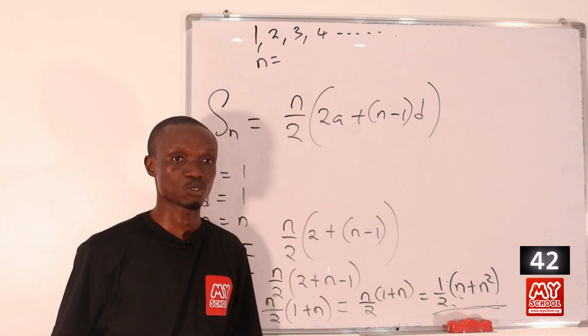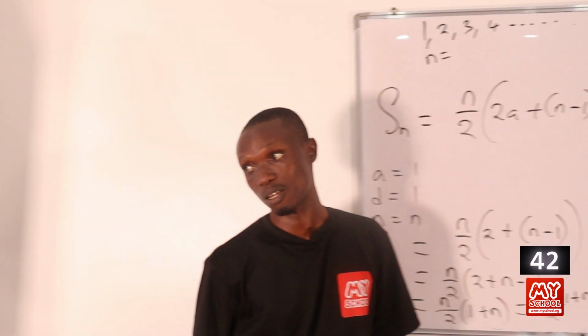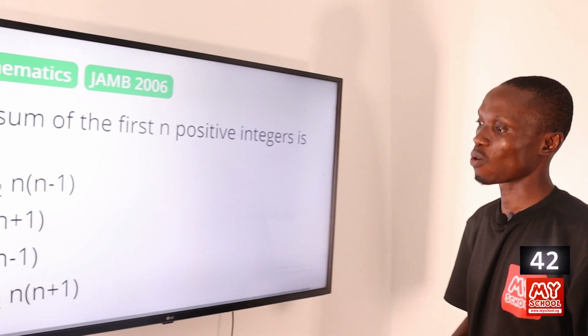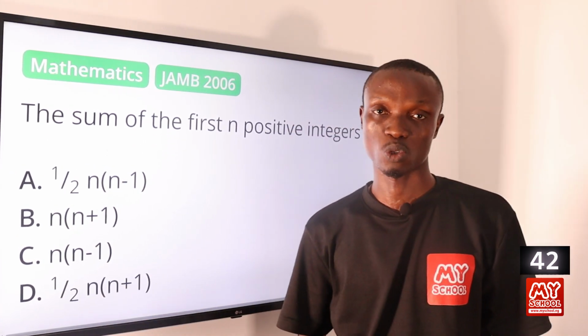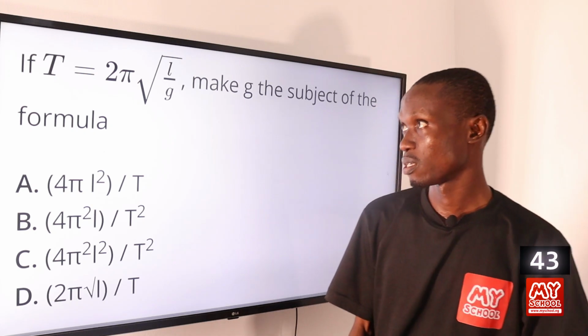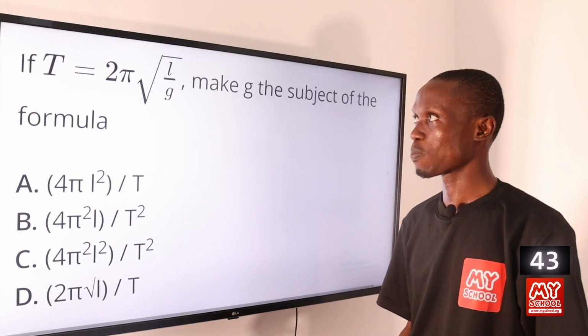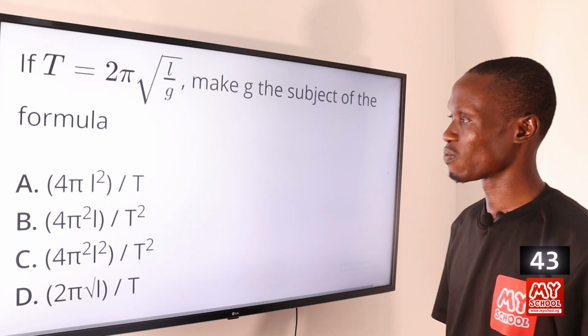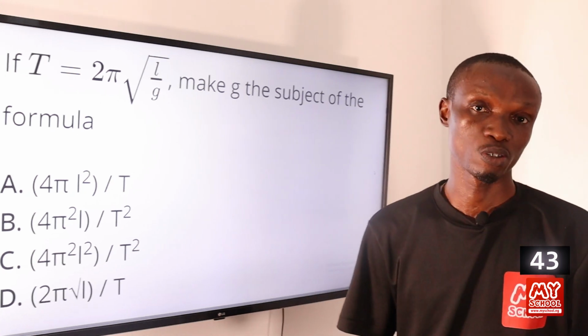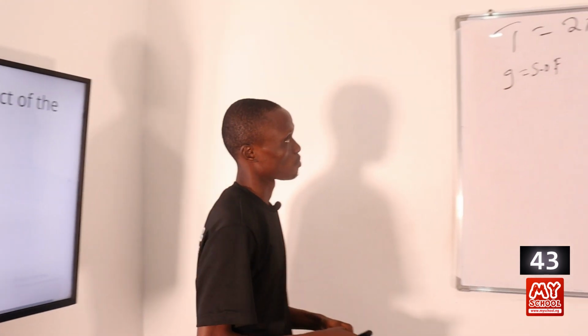So let's return back to the screen to pick the correct answer to this question, okay? And that will be option D, 1 over 2 n bracket n plus 1. Question 43. If T is equal to 2 pi root L over g, make g the subject of the formula. So let's move over to the board to make g the subject of the formula.